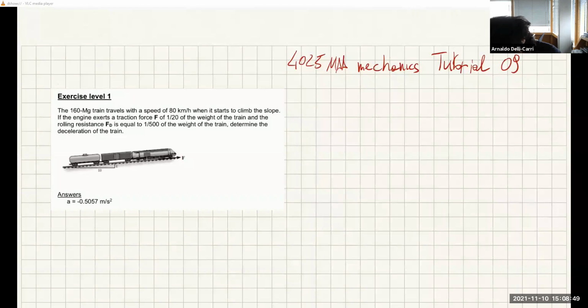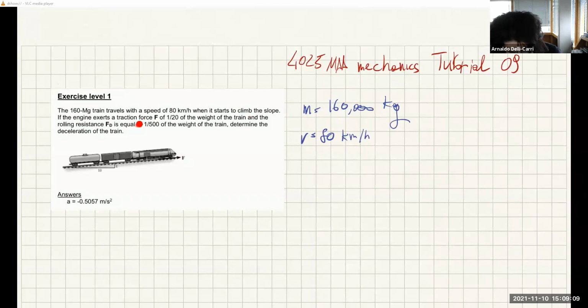So let's put here that the mass of the train is 160,000 kilograms. Travels with a speed of 80 kilometers an hour when it starts to climb the slope.